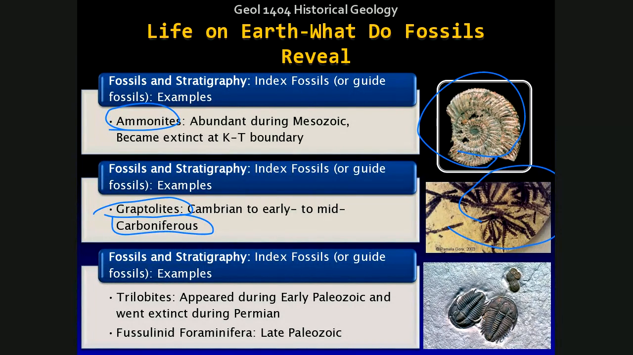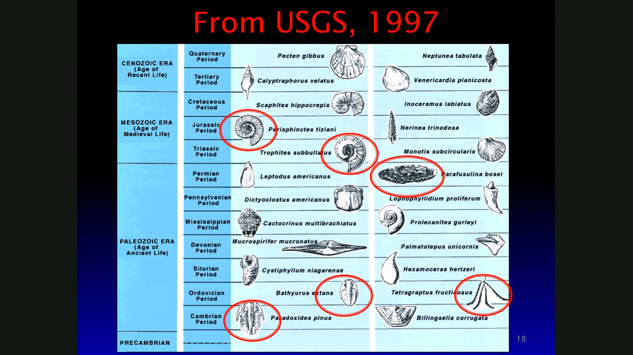Trilobites, these are arthropods. They appeared during early Paleozoic. They became extinct in Permian. Likewise, fusulinid foraminifera, they went extinct in late Paleozoic. So you have some examples for fossils being useful as particular time indicators, and you have some examples for index fossils on this slide.